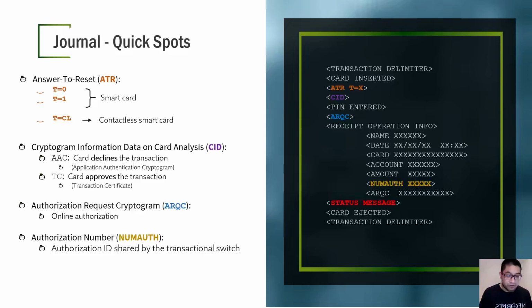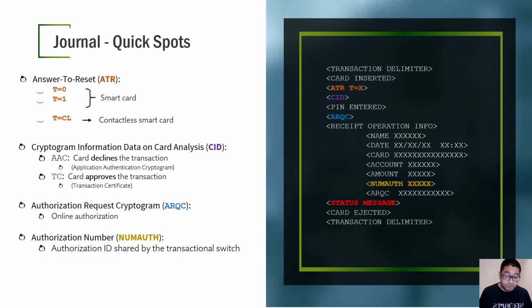So, really quickly, the first thing that we will see in a journal, sometimes if we are lucky enough, is that we will have a delimiter for the transaction, a line that tells me, here starts the journal and here it finishes. In between these delimiters, we will first find that the card was inserted, and when the card is inserted, we will have an answer to reset. If this answer to reset has, for example, T=0 and T=1, we will know that that card is a smart card. But if we have T=CL, we will know that this is a contactless smart card.